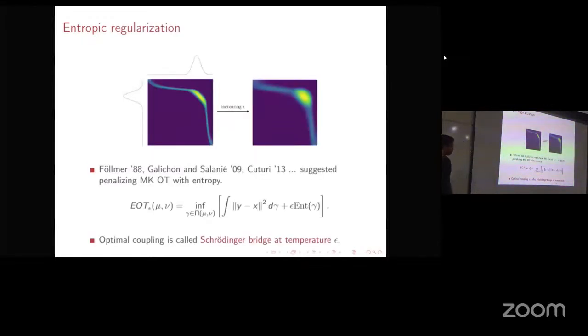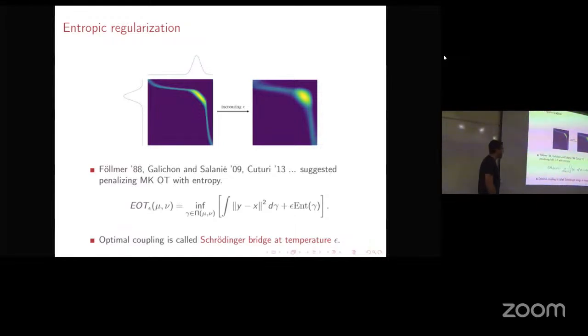Now, various authors, for various reasons, have suggested that instead of looking into the Monge-Kantorovich problem, you do what is called the entropic regularization. So what is entropic regularization? Okay, look into this problem here. So mu and nu are given. Pi of mu and nu is a set of couplings. These are all the joint distributions of marginals mu and nu.